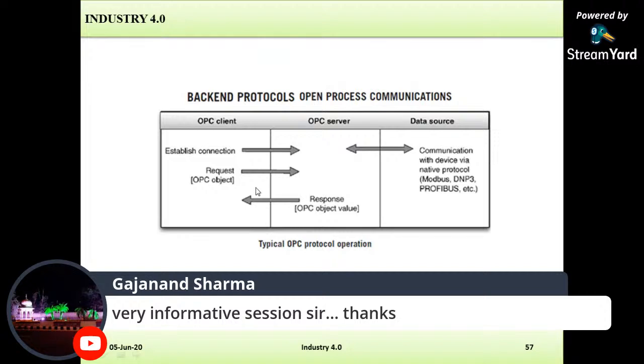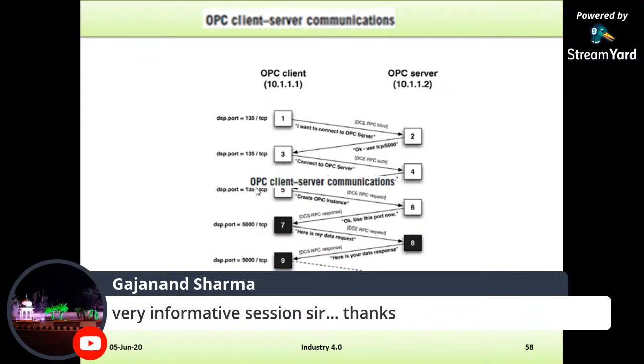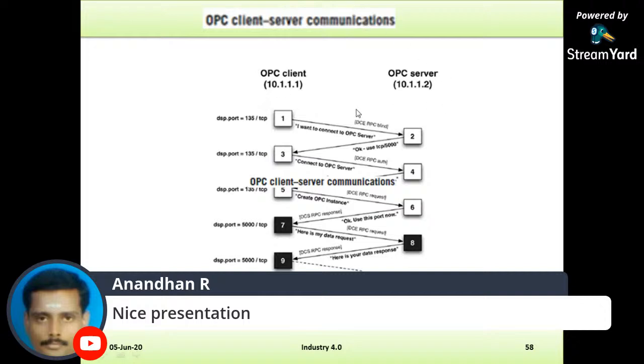Due to that, we are going to increase the plant floor visibility. So we are going to tightly couple the system through Modbus, Profibus, and such things. Able to understand clearly, then the visibility you are going to increase. So according to the client and server architecture, what roles do they play over here?